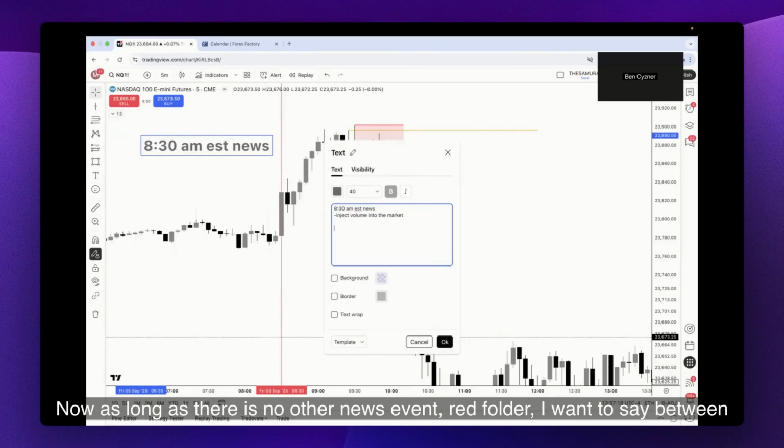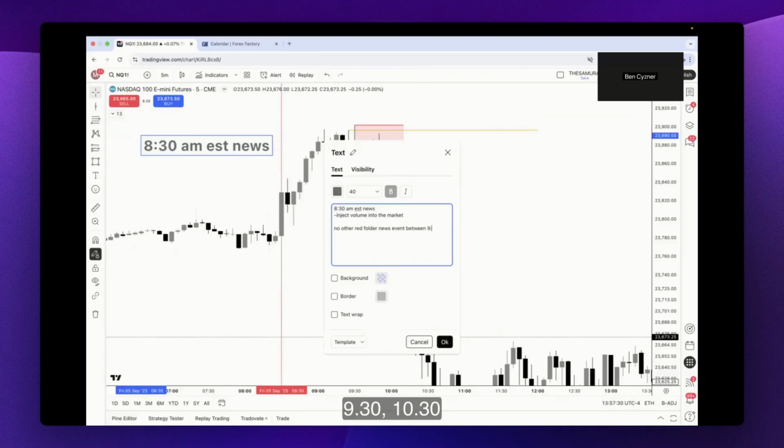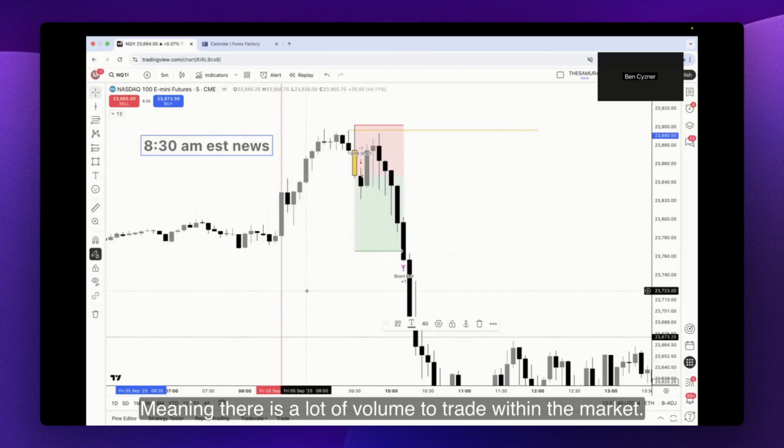Now, as long as there is no other news event, red folder, I want to say between 9:30 and 10:30 a.m. Eastern, you are in the clear, meaning there is a lot of volume to trade within the market.